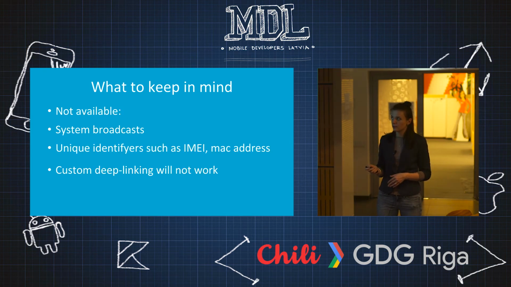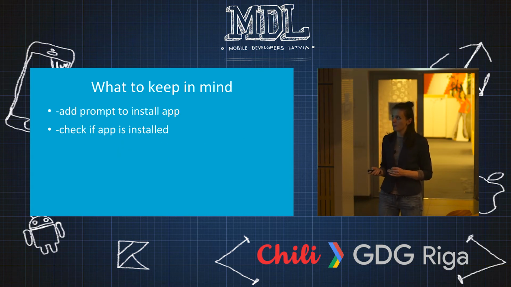Also be sure that system broadcasts are not available to us in an instant app. Unique identifiers like IMEI, like MAC address, won't be available to us from an instant app. And like I mentioned a little bit earlier, custom deep linking will not work. We have to use the HTTP schema.